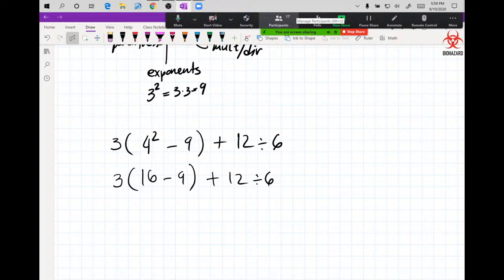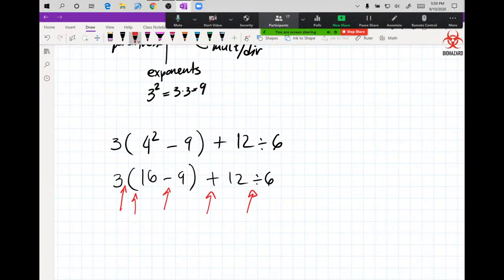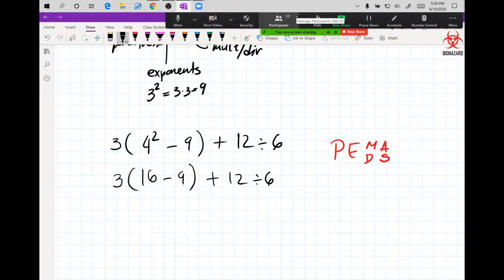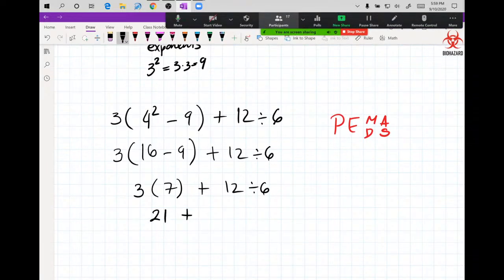So now when you look at this expression, it has multiplication, has parentheses, has subtraction, addition, division, right? Has a whole bunch of these things. So you do have parentheses. Remember, PEMDAS. So we're going to compute 16 minus 9, and that's going to give us 7. And now 3 times 7 is 21, plus 12 divided by 6 is 2, for a total of 23.